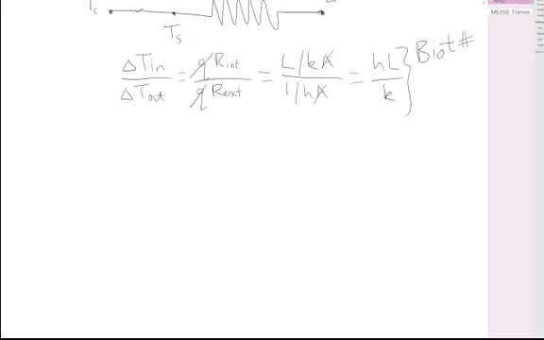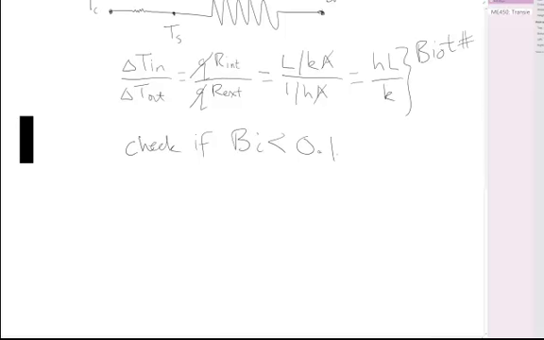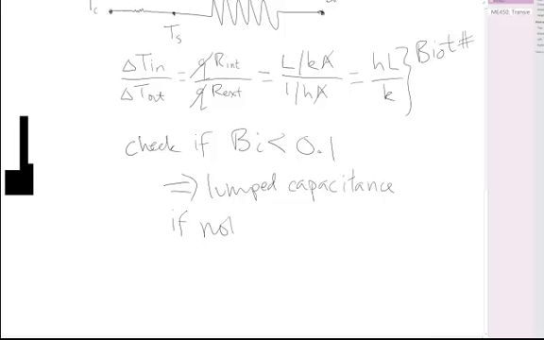Okay, so the Biot number. What we're going to check is if the Biot number is less than 0.1. If so, we can do lumped capacitance. If not, then our life gets more complicated. And we'll pick that up in the next lecture, which covers what we do when we can't assume lumped capacitance.